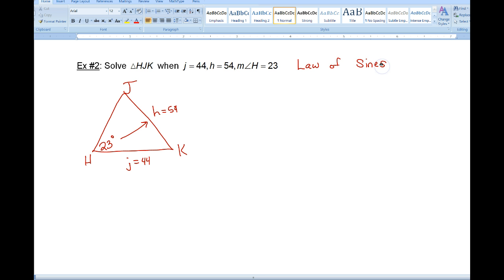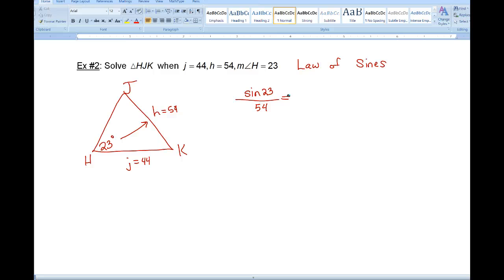Well, I want you to be able to correctly identify and then go through. So what's that going to look like? Sine of 23 over 54 equals, which angle do we have to find? Okay. What's that?